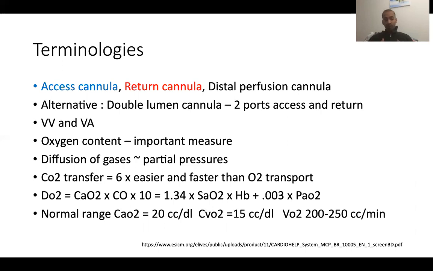And the delivery of oxygen, as you know, is a combination of cardiac output and the oxygen content, right, times 10 to correct for the difference in the units: 1.34 times the oxygen saturation of blood and the hemoglobin, plus a very small component of the PaO2. Normal content of oxygen ranges around 20 cc's per deciliter on the arterial side, whereas on the venous side, usually 5 cc's is being pulled out. That's around 15 cc's per dL, and oxygen consumption is around 200 to 250 cc's per minute.